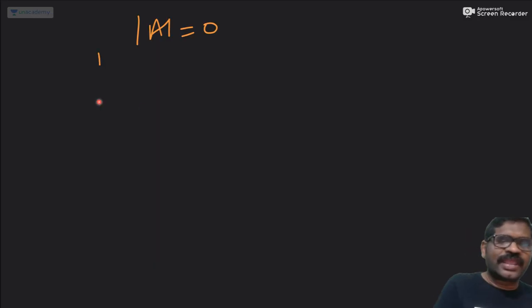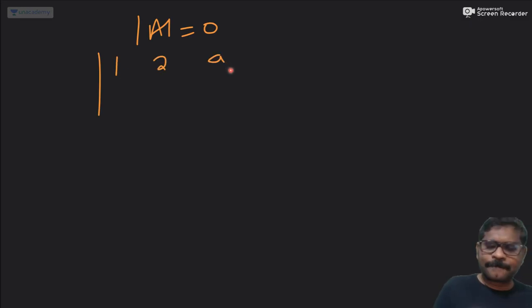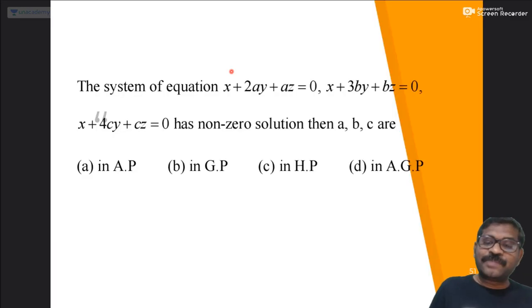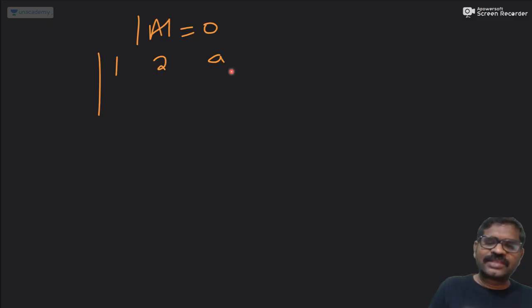1 2a, 1 3b... sorry, 1 2a a, 1 3b b. Mahima, the system possesses a non-trivial solution means the determinant is 0. Reverse: a non-zero solution means the determinant is 0. A zero solution means the determinant is non-zero.